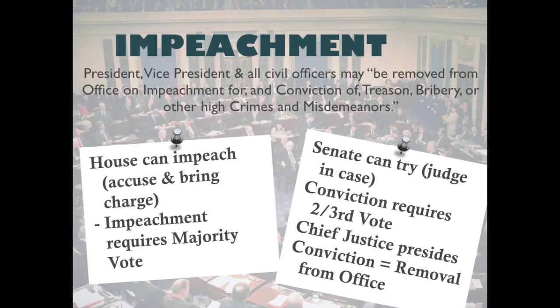Impeachment requires only a majority vote in the House. Conviction requires a 2/3 vote in the Senate. The Chief Justice presides over the Senate when a president is to be tried. The penalty for conviction is removal from office. Presidents have been impeached by the House: Andrew Johnson in 1868 and Bill Clinton in 1998. The Senate voted to acquit both men, that is, it found them not guilty.